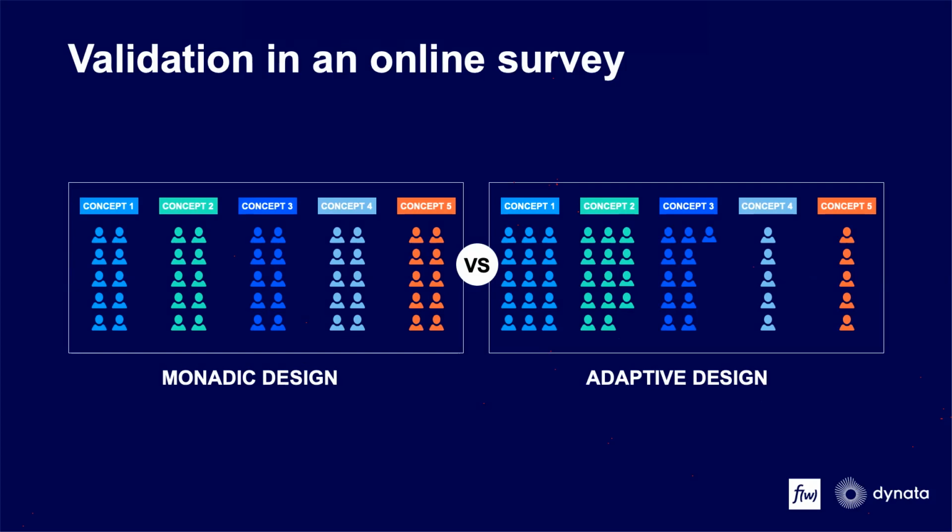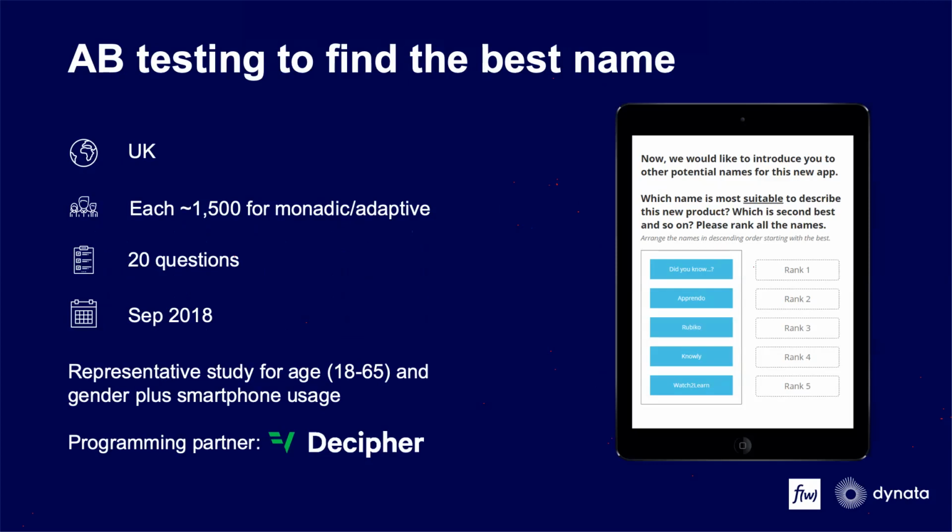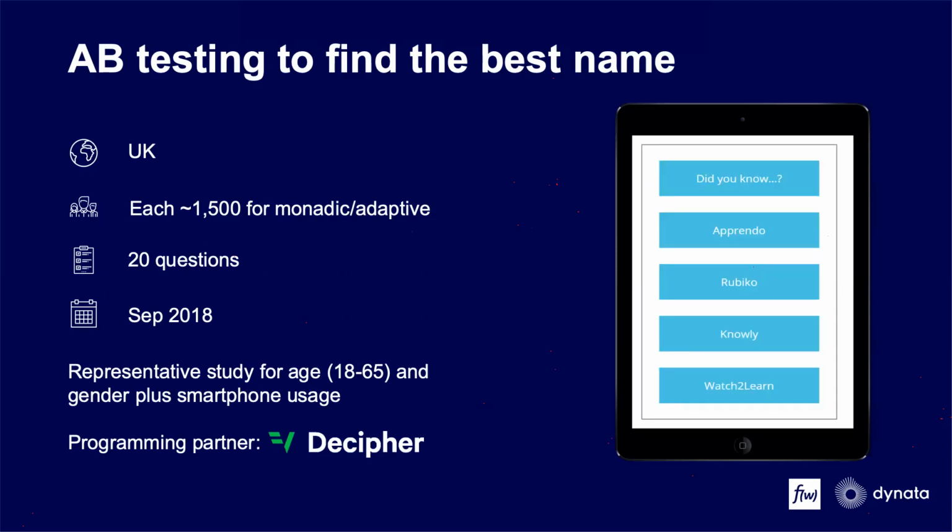So in this case, we validated this using an online survey in Germany and the UK with respondents from the Dynata panel. A simple A/B test, monadic design versus intelligent algorithm, was carried out. We decided to test a name for a shiny new app. We looked at 5 names, all fictitious but credible for a new knowledge app, similar to Netflix Explain, the sort of thing that explains new stuff and gives short tutorials on how things work, like blockchains, etc.